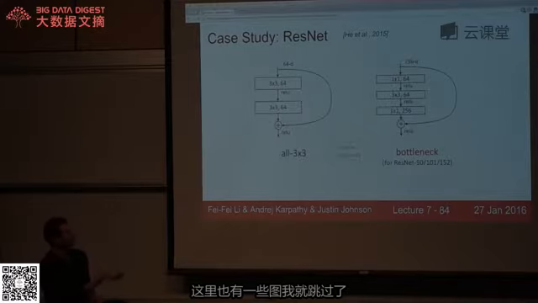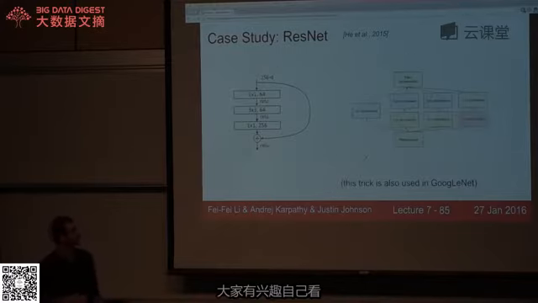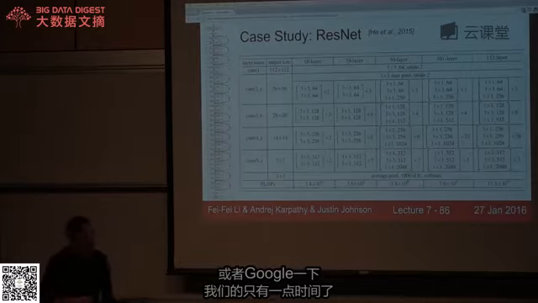There are some subtleties that make it work a bit better. I have to skip through this in the interest of time. Using one-by-one conv in clever ways, as we saw in GoogleNet as well. I'll skip this.